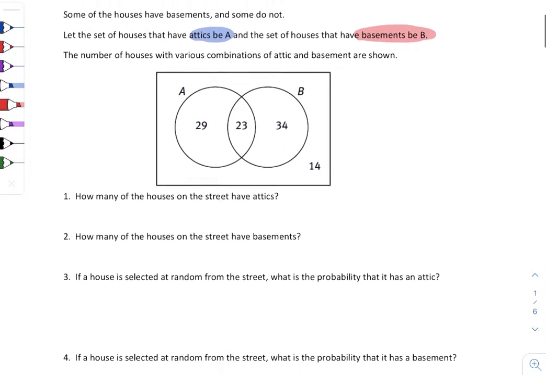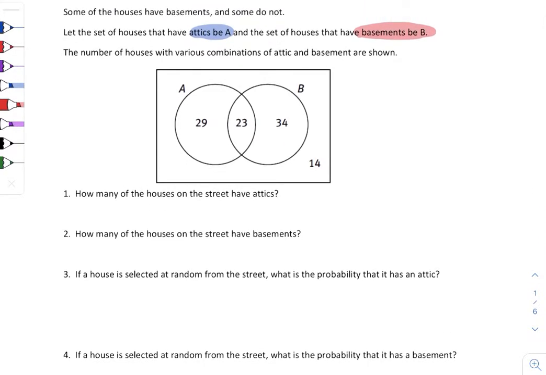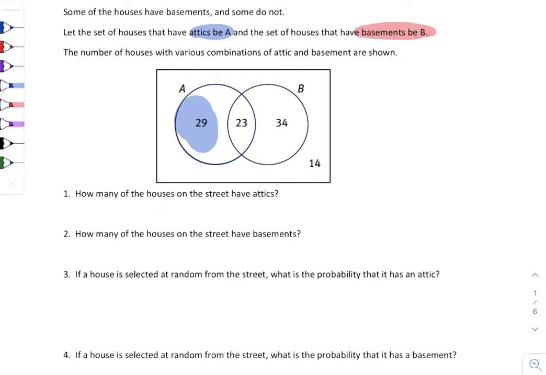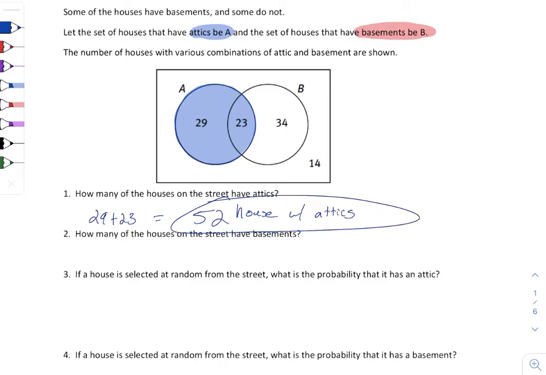So how many of the houses on the street have attics? Remember, when you're looking at probabilities, you're looking at the entire circle. So we want to include anything that happens in that circle. Here, the number of houses that have attics would be 29 plus 23, which is 52. Anything in the blue: 29 plus 23 equals 52 houses with attics. Okay, so that's what we have to start off with.